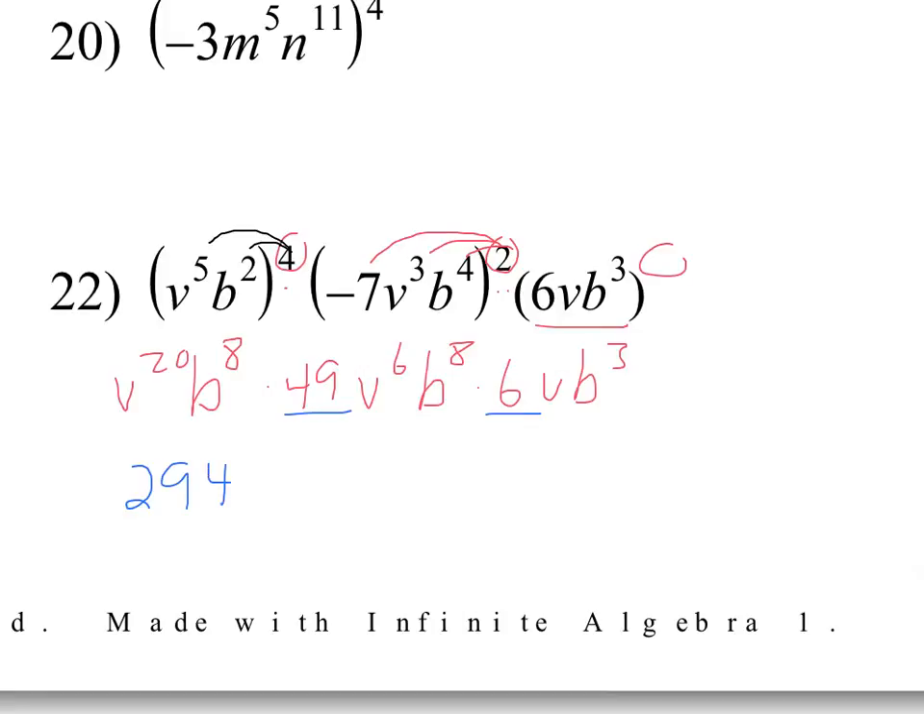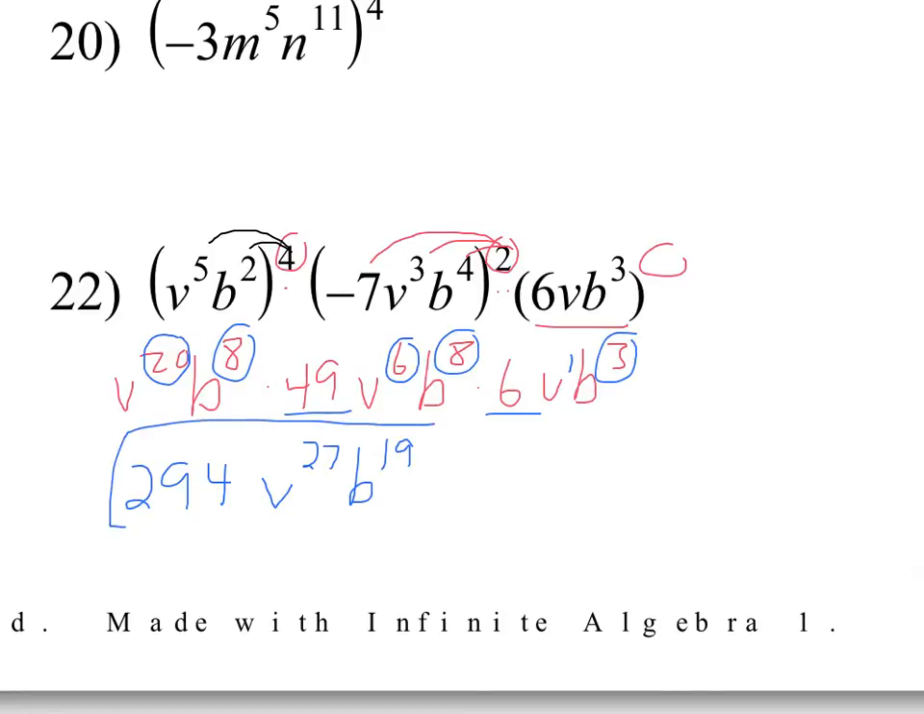Now we look at our V's. We have 20, we have 6, and we have a 1. We're multiplying across, so in that scenario we add them. So 20 plus 6 plus 1 will give us 27. And then B has 8, 8, and 3, which will give us 19th power. Typically we like to write variables in alphabetical order, but this is fine.